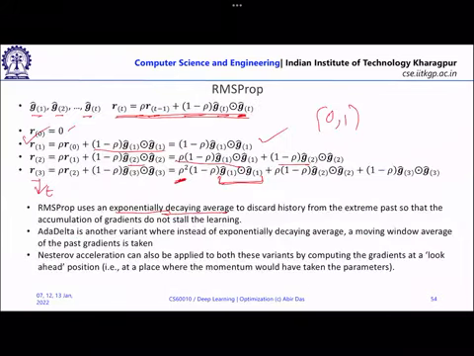AdaDelta is another, as I said, where instead of an exponentially decaying average, a moving window average of the past gradients is taken. That means you discard all the previous ones, just keep a fixed length window, say 5. You take only the recent 5, the last 5.